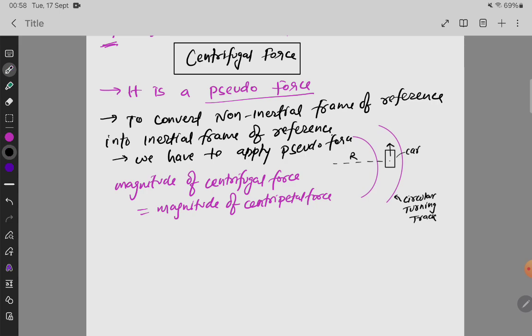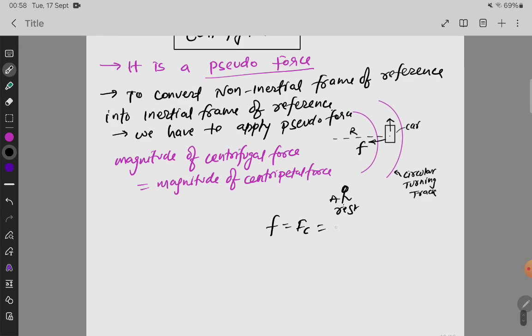Now see here, if in this example I am seeing from here, that means my observer is here. So in this case the observer is at rest, right? So with respect to observer A, I can write that this friction force will act as a centripetal force, and it will be equal to mv square by r, right? So my observer is at rest, that means I am applying this equation in an inertial frame of reference.